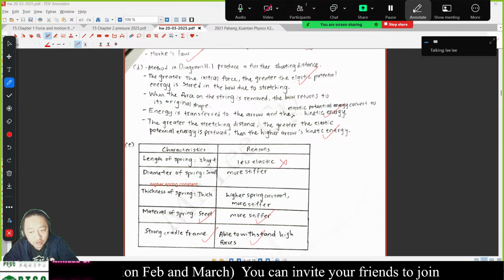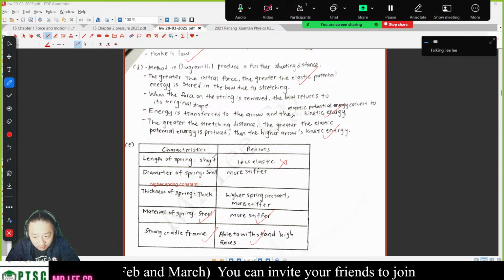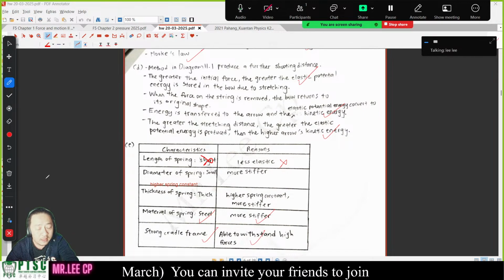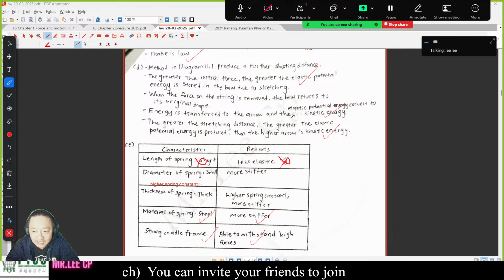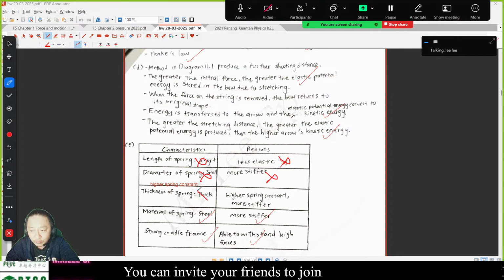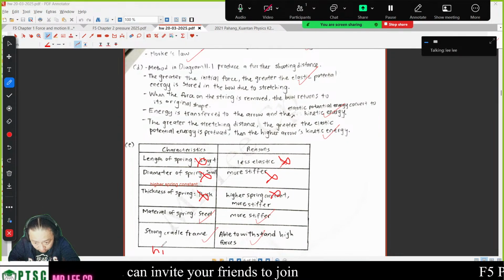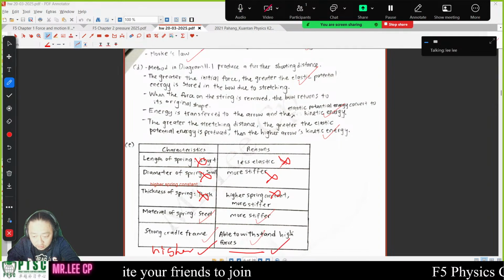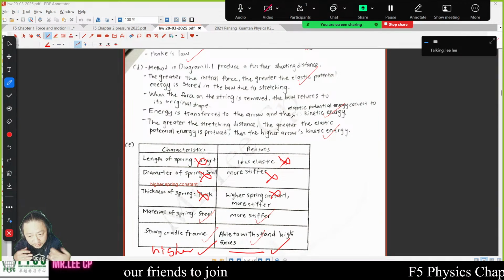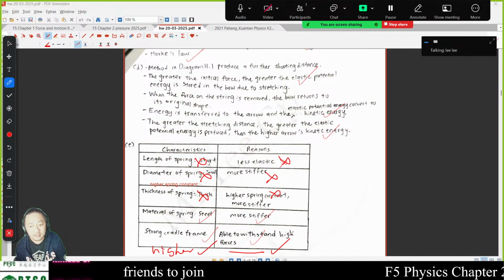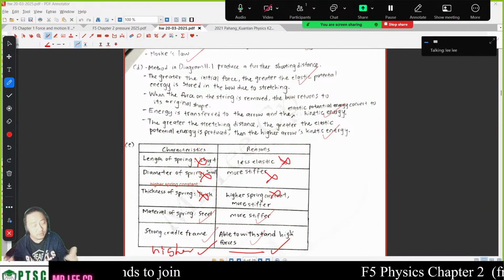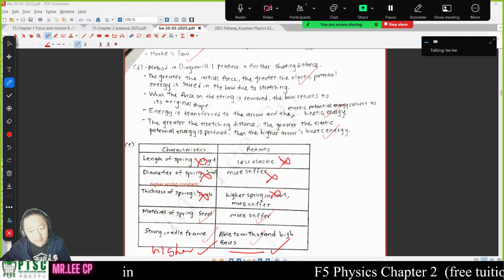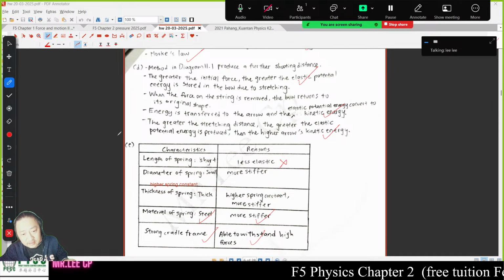So when you write this one wrongly, they don't minus your mark. This one wrong, no mark. This one wrong, no mark. This one wrong, no mark. But you still write higher spring constant, and then stiffer. So this one got mark. And then you write more spaces, so you get extra mark. You understand what I am saying here? That's how you answer in SPM.